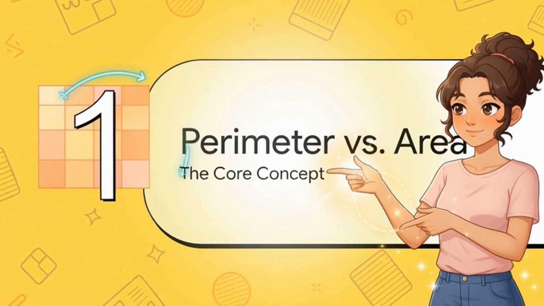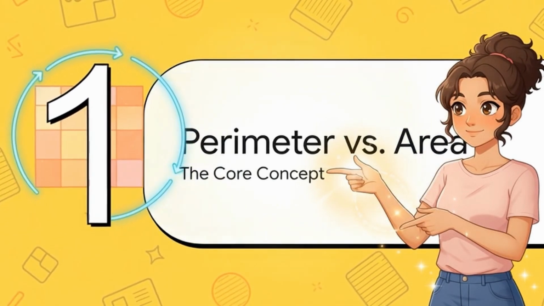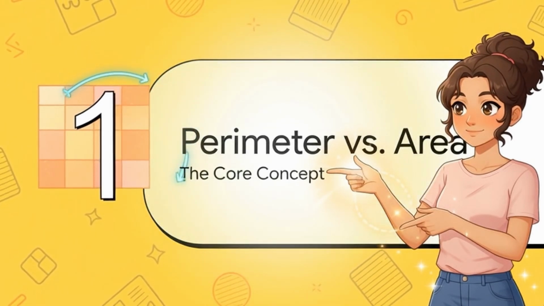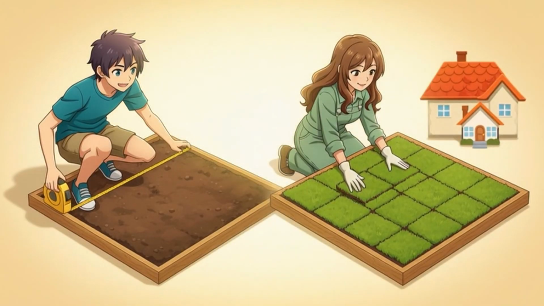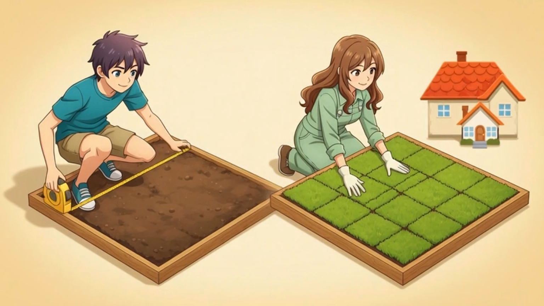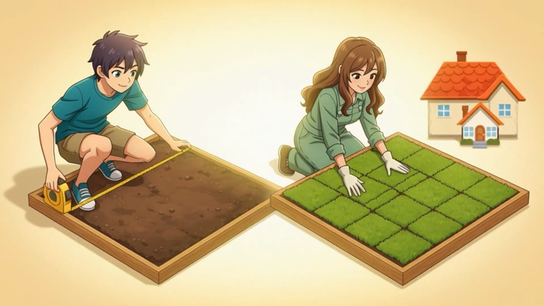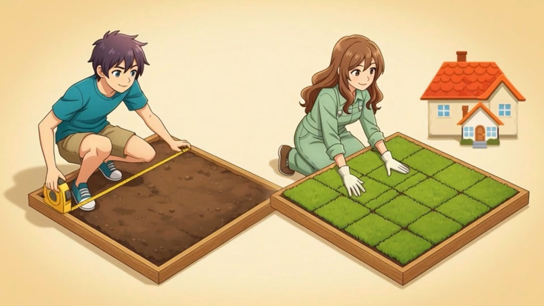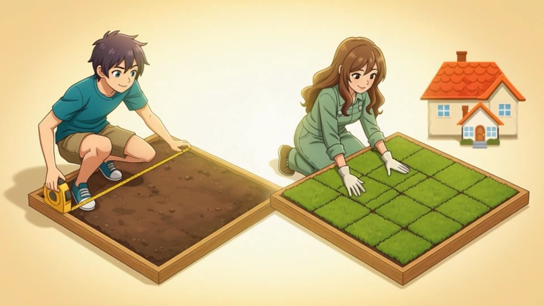What's the actual difference between these two things, perimeter and area? It sounds simple, but getting this distinction right is the key to, well, everything that comes next. Okay, here's the breakdown, plain and simple. Perimeter is the distance around the outside of a shape. Think of it as a measure of length. Area, on the other hand, is the space inside that shape. That's a measure of surface. So one is the frame, and the other is the picture inside it.